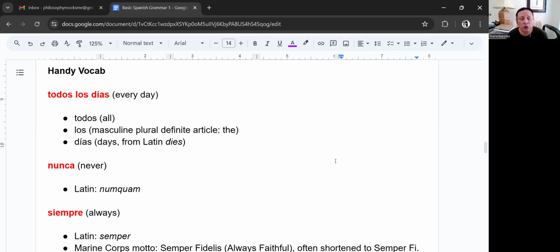Now, the important word is días here. Días comes from the Latin dies, and I'm assuming dies in Latin is masculine. It's just an assumption. But anyway, in Spanish, it's masculine. So todos los días literally means all the days. All the days. And so that's kind of just every day. Even if you spoke old-fashioned English, like, all the days I will love you, right?